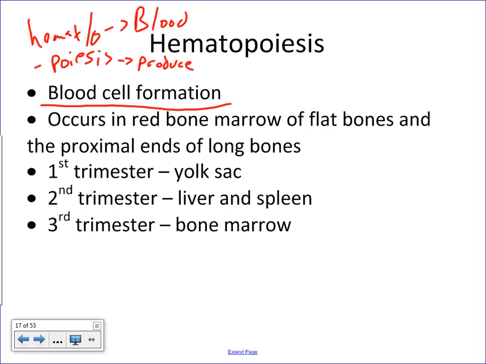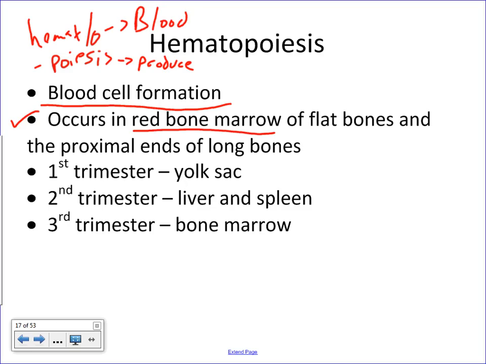Plasma, the watery component of our blood, primarily comes from how much water intake we have in our body. So that's basically regulated through water consumption, whereas blood cells are regulated through various processes. And remember that the process of hematopoiesis occurs in red bone marrow.